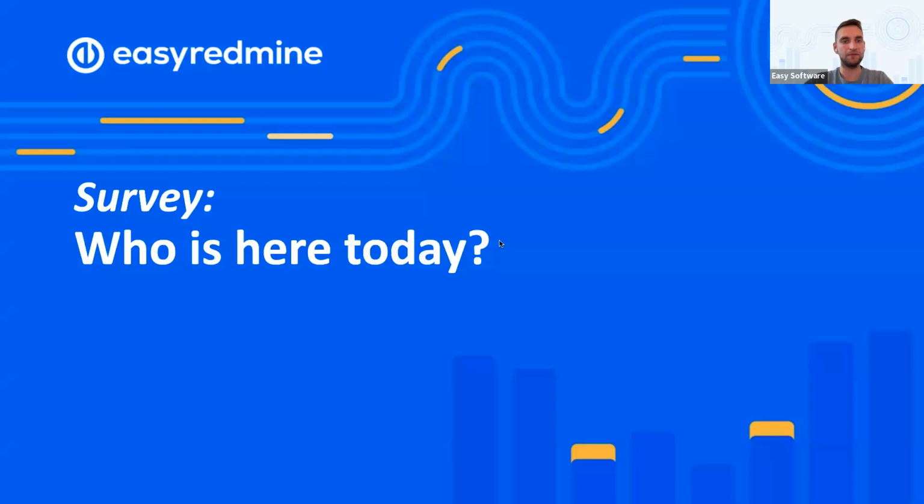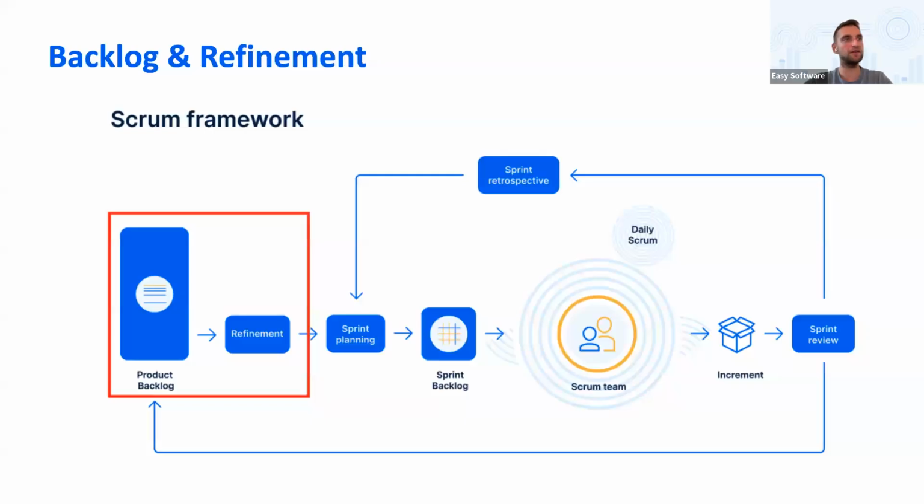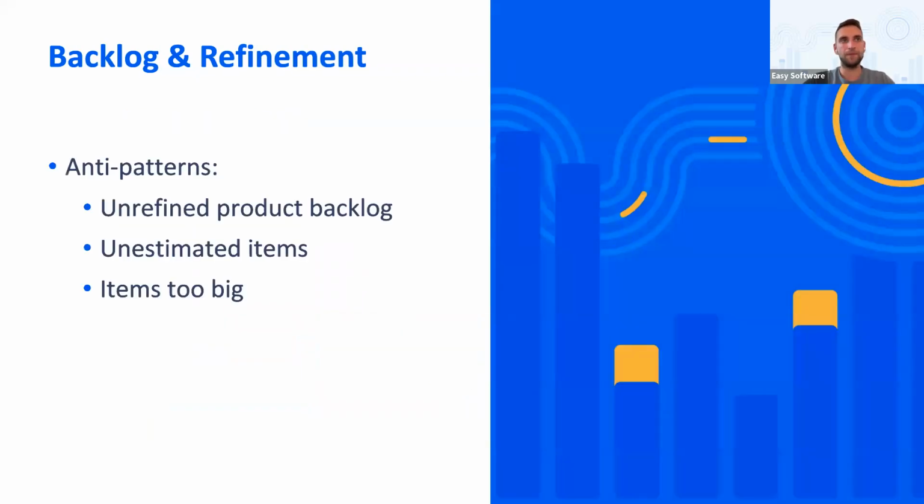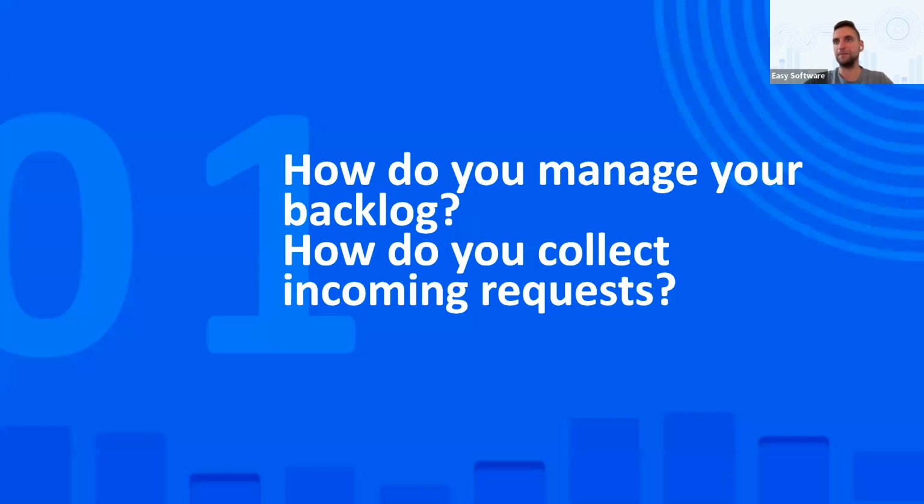And now let's jump into the first topic that are anti-patterns in backlog and refinement. So you're probably familiar with this picture of the Scrum framework. In this block, we will focus on the very first section or first part of the Scrum process, backlog, and refinement. So what are typical anti-patterns? It's unrefined product backlog, unestimated items, or items that are too big and they are not able to fit inside the sprint. So with that, I have a first question for you, Jan.